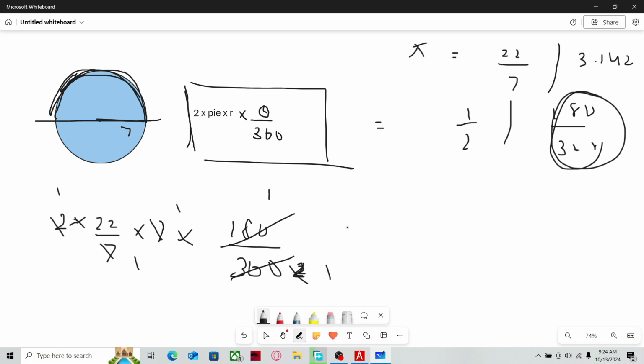So what is remaining? On top we have 22 centimeters. Below we have nothing. So what's the answer? That means this arc length, this half of the arc length, is 22 centimeters. That is all, right? That is all you need to know for the formula.